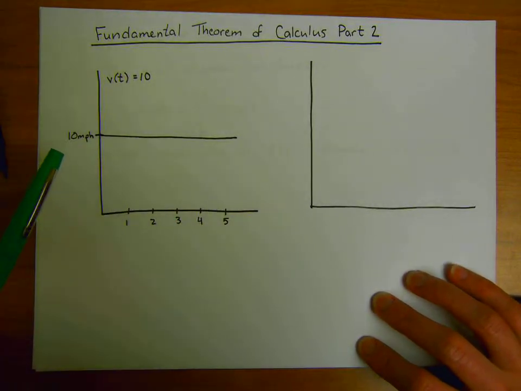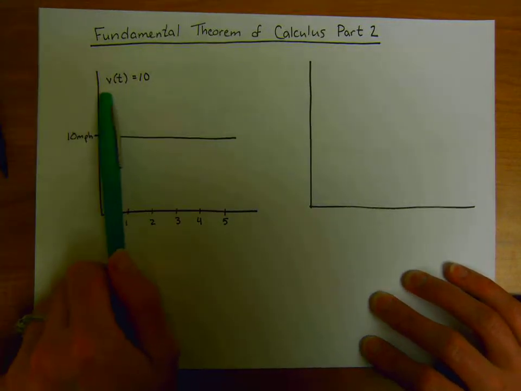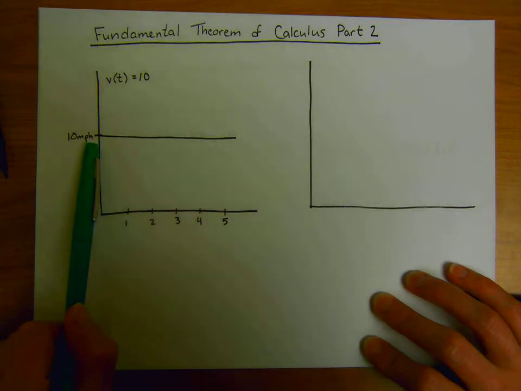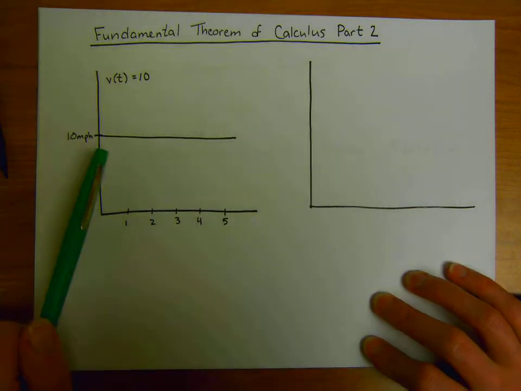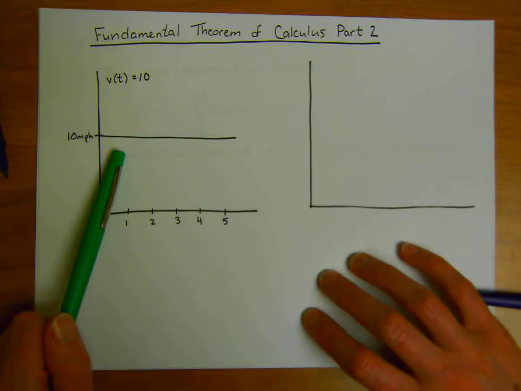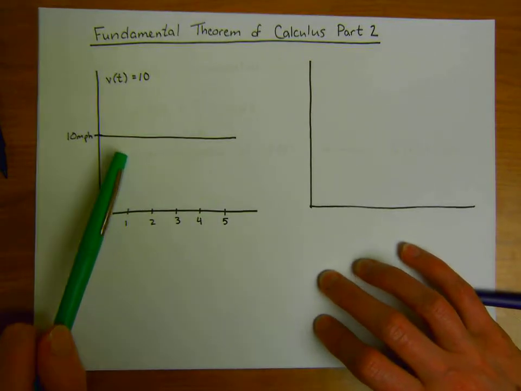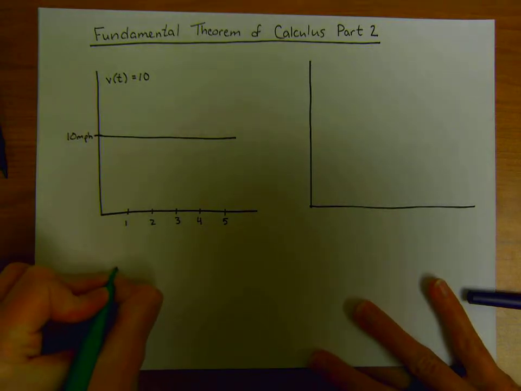Let's start with the same example that we saw for part 1. Let's say that we're still riding along on our bicycle and we're still going at 10 miles an hour. So our velocity curve here is given by v of t equals 10. And instead of thinking of constructing the distance function, we're instead going to think of constructing an area accumulation function. And I'm going to define that function in this way.